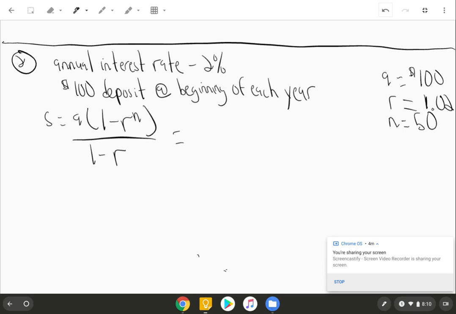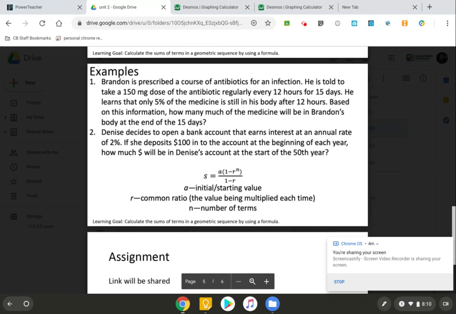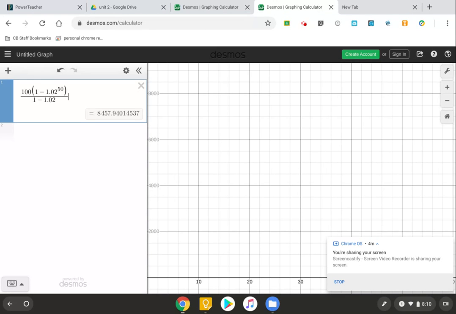Now we can go ahead and plug the numbers into the formula. 1 minus R to the power of N, divided by 1 minus R. Okay, and again, just like in example 1, I went ahead and used Desmos. I did that up here.